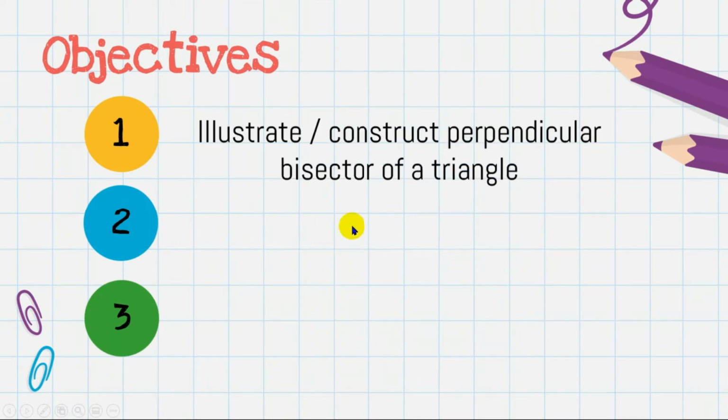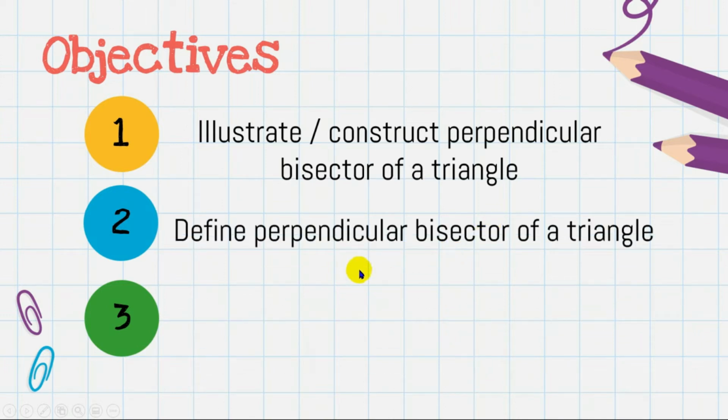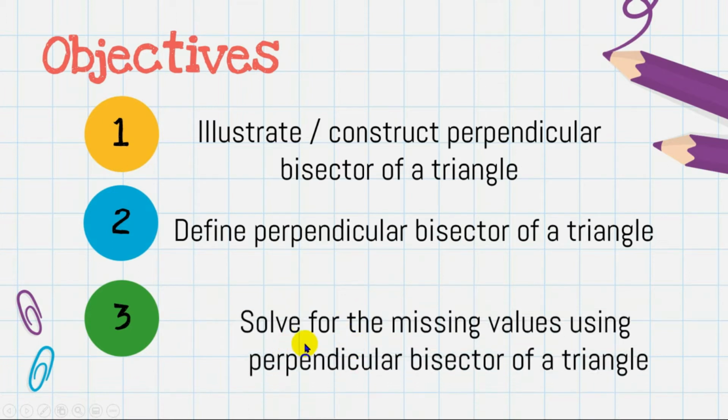In this lesson, we have these objectives. First is to illustrate and construct perpendicular bisector of a triangle. Next is define perpendicular bisector of a triangle. And then the last one is solve for the missing values using perpendicular bisector of a triangle.